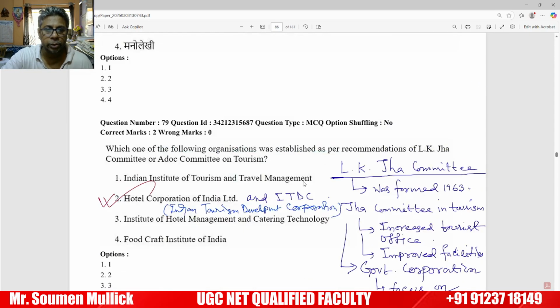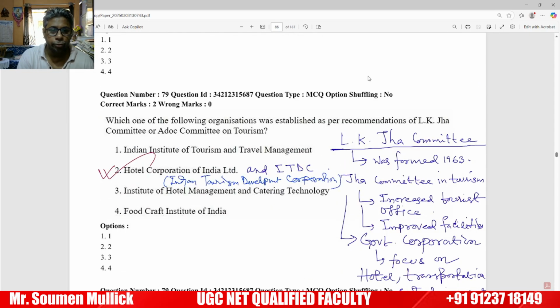Now we move on to our next question. Which one of the following organizations was established as per the recommendation of the L.K. Jha Committee or Ad hoc Committee on Tourism? The Indian Institute of Tourism and Travel Management, Hotel Corporation of India Limited, Institute of Hotel Management and Catering Technology, Food Craft Institute of India. They have given the four options. The correct option is Hotel Corporation of India and ITDC. Now we have to understand the knowledge about the L.K. Jha Committee.